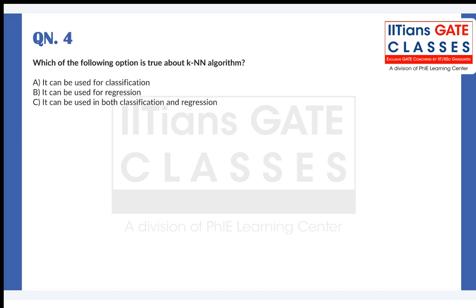Which of the following options is true about the KNN algorithm? It can be used for classification, it can be used for regression, it can be used for both classification as well as regression problems. Very straightforward. We looked at KNN classifier, we looked at KNN regressor, right? So C, both.